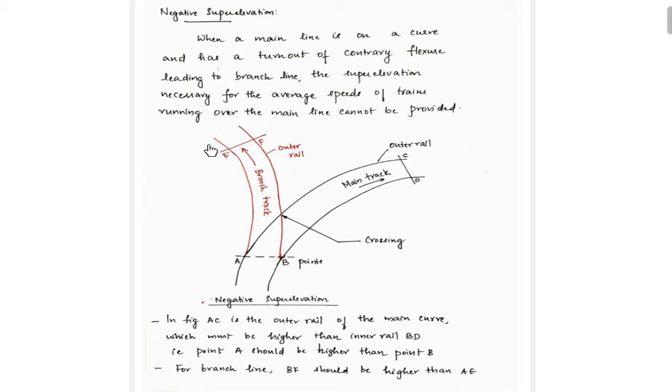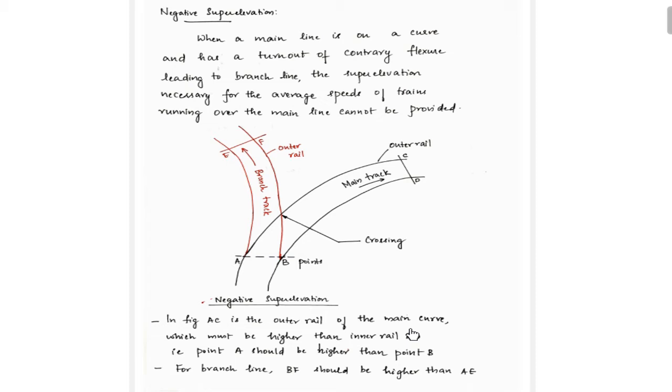In the figure, AC is the outer rail of the main curve. Okay, that is the main track. You are having the outer rail as AC, which must be higher than the inner rail. You know, in order to counteract the effect of centrifugal forces, we provide the superelevation. So, superelevation is provided such that the outer rail is made higher than the inner rail.